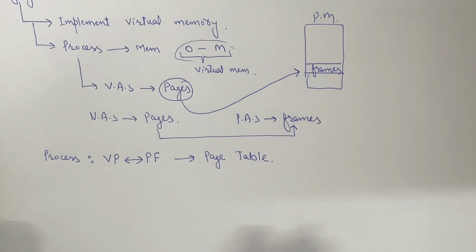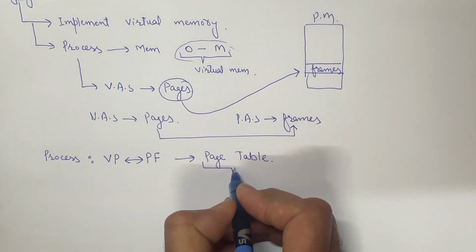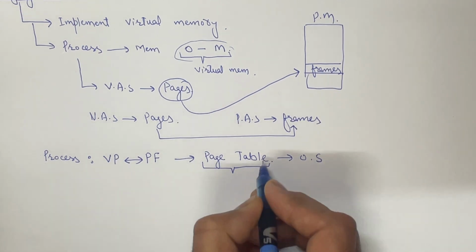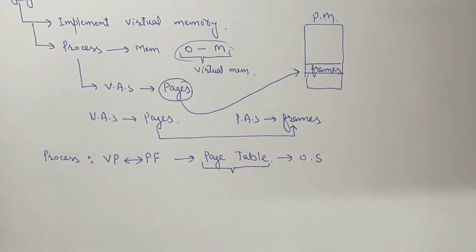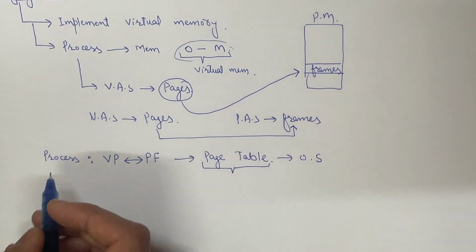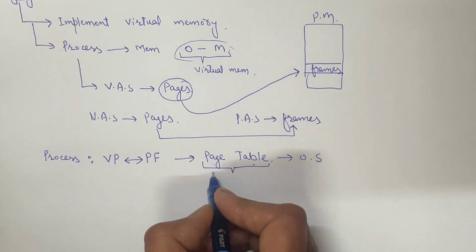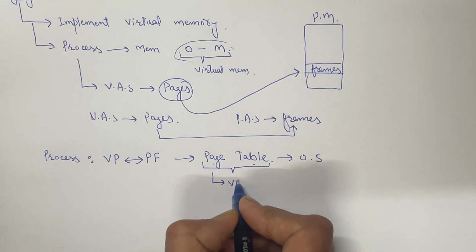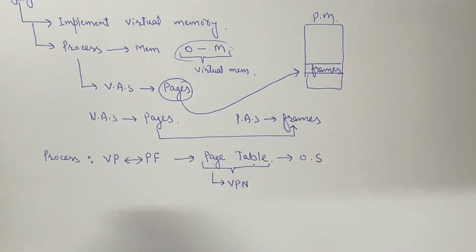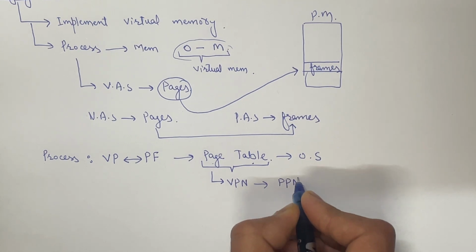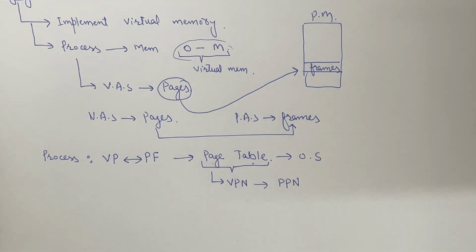And we already know that this particular page table is an operating system data structure. That means the operating system stores this particular page table. So for every process, there is a page table. And this page table is indexed by the virtual page number, and it stores the physical page number, or we can say physical frame number.